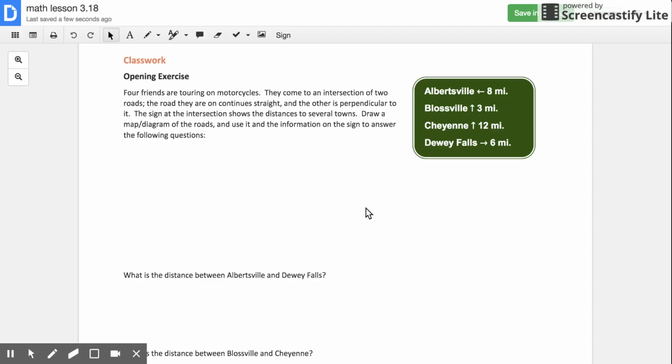So what I need you to do right now is pause this and go over to the image that I emailed, the picture of what that diagram would look like, and draw a diagram either here or on a separate piece of paper so that we can move on.